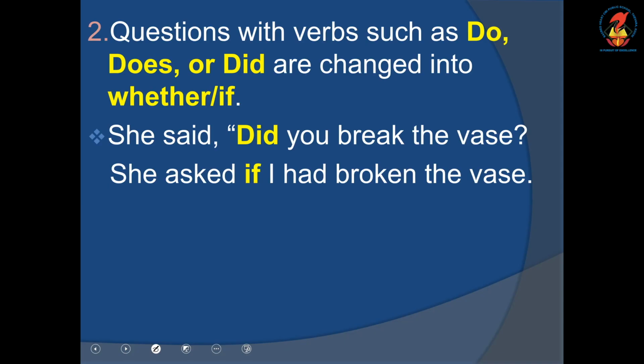So here the question is, she said, did you break the vase? Now did has come here, right? So it should be written as she asked if. Did should be replaced with if. If did you break? Again simple past tense, so it should be changed into past perfect tense. So it should be written as if I had broken the vase, and put a full stop.